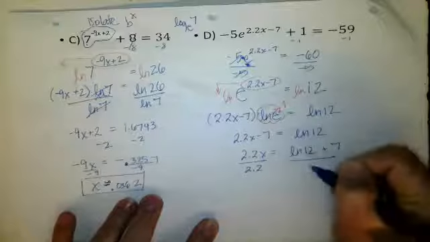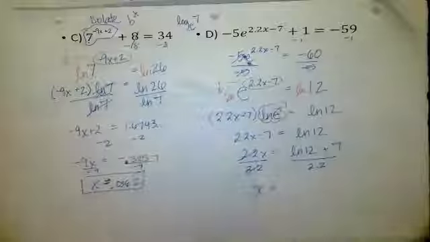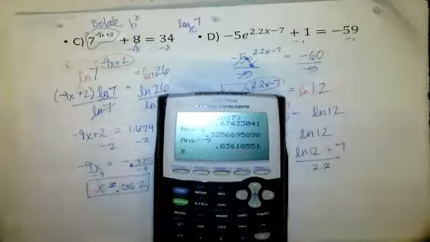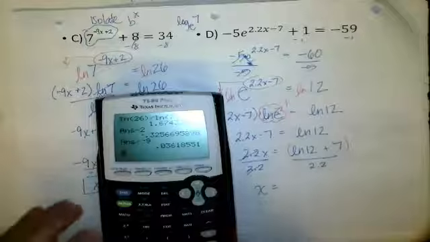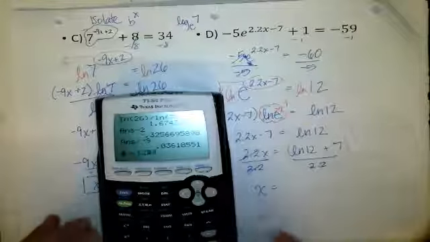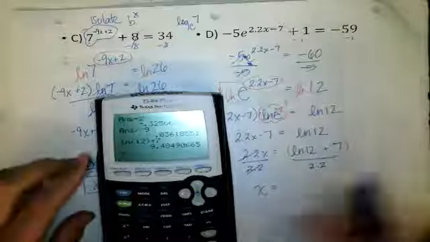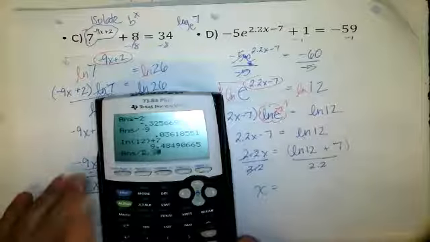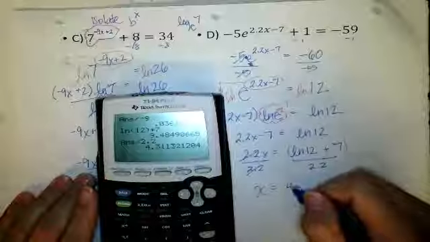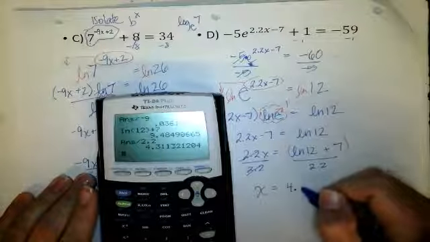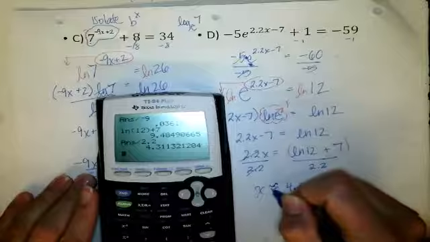Divide by 2.2. And this is something I can just do all in one swoop in my calculator right here. I'm just going to make sure that I put the numerator in parentheses. Natural log of 12 plus the 7. Oh, never mind. I'm just going to do that first because I did it too fast. And then divide by the 2.2. So I'm getting 4.3113 approximately.